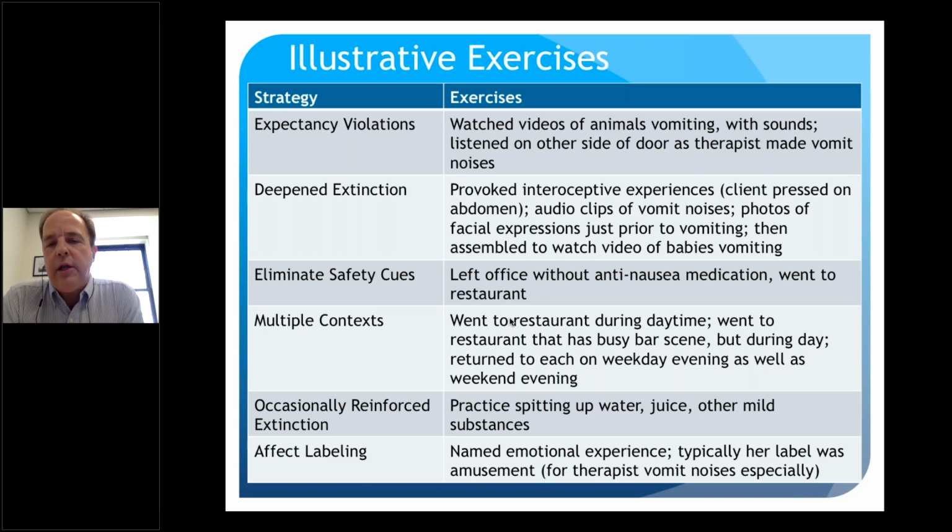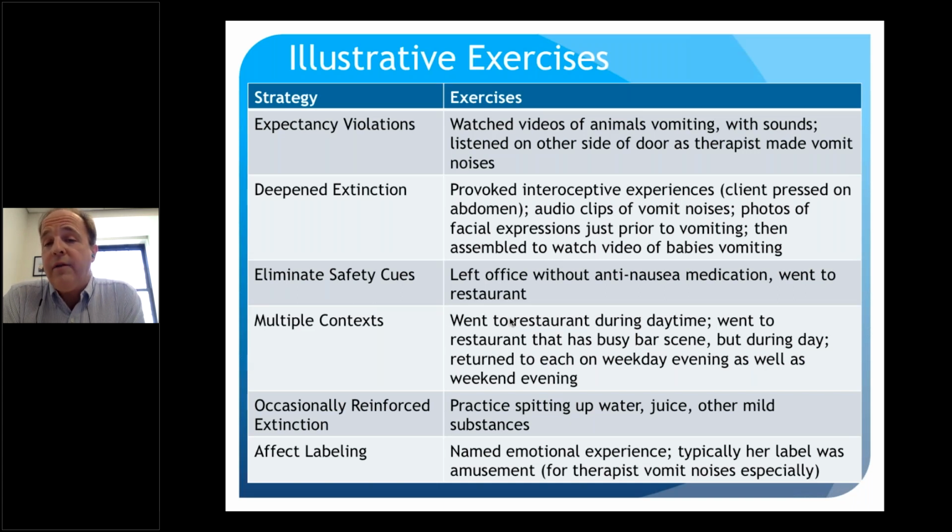Following this, we had audio clips of vomit noises, only audio clips, because the visuals were what was more anxiety provoking for the client. We then had photos of facial expressions just prior to vomiting. This required a little prep on my part. The advent of YouTube has been a boon for treating things like emetophobia. It seems people love posting videos of themselves vomiting. There is an incredible treasure trove of these videos. So I had to freeze the frame on a number of these prior to meeting with the client in order for us to do these kinds of exposures.